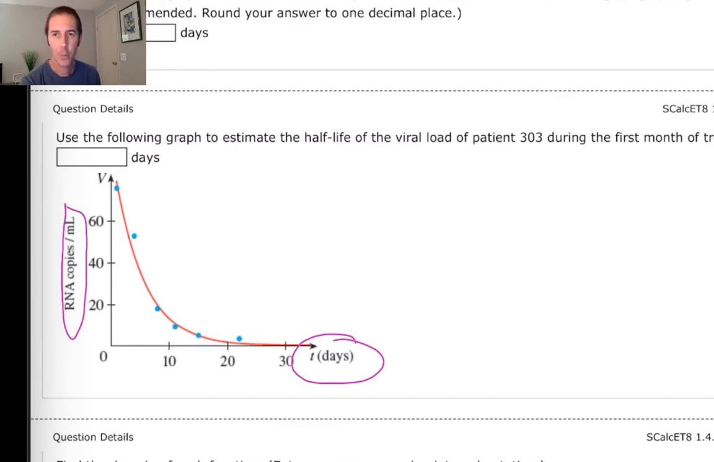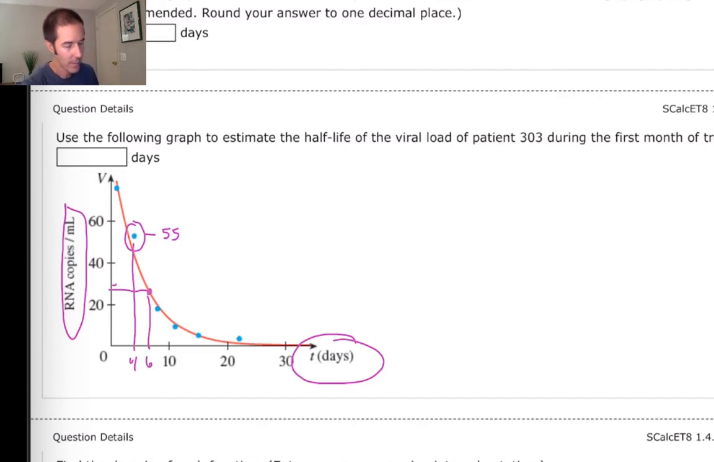So let's pick a couple of points and see how long it takes half of our viral load to dissipate. This point right here looks like it has an x-coordinate of, I don't know, 4 maybe? And it has a y value of, I don't know, 55. What's half of 55? 27 and change. So this is 30, so maybe 27 and a half is here. And we could drop that down to the x-axis, and that looks like it's about 6, right?